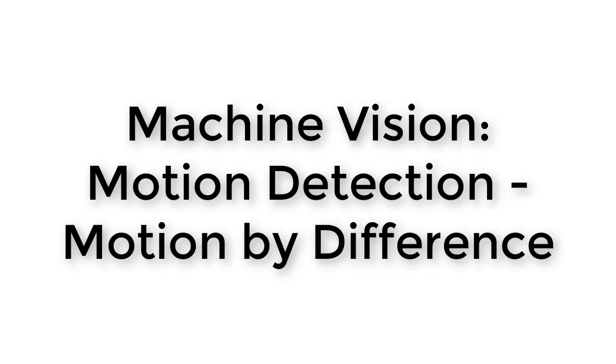In this video, we're going to be looking at motion detection in machine vision. There are two really common ways to do this. The first is known as motion by difference, and the second is known as optical flow.